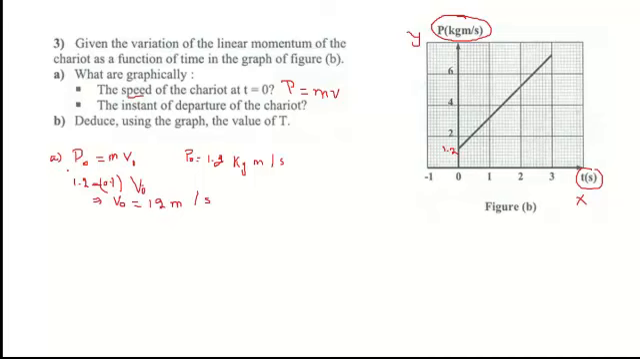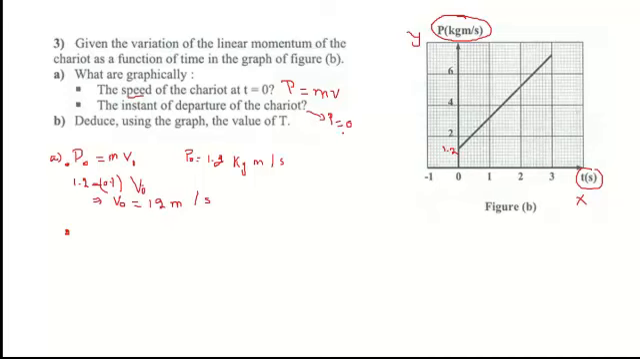Now in the second part A, first point, I want to find the instant of departure of the chariot. When I say the instant of departure, I mean the time where the chariot starts moving, where the speed was equal to 0 and increases. So I want to find the time where P was equal to 0.